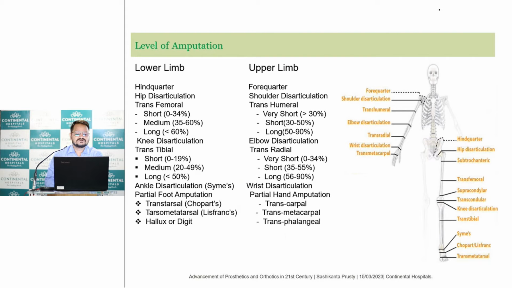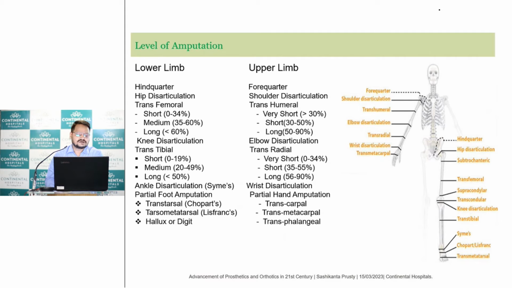Level of amputation: different levels of amputation on the lower or upper extremity run from a finger to the shoulder, or from a toe to the hip. There are conditions that we have seen, like translumbar amputation, which is very rare, with only 2 or 3 cases done worldwide. Then hindquarter, hip disarticulation, transfemoral. Transfemoral is further divided depending on the percentage of the length of the stump, so short, medium or long.